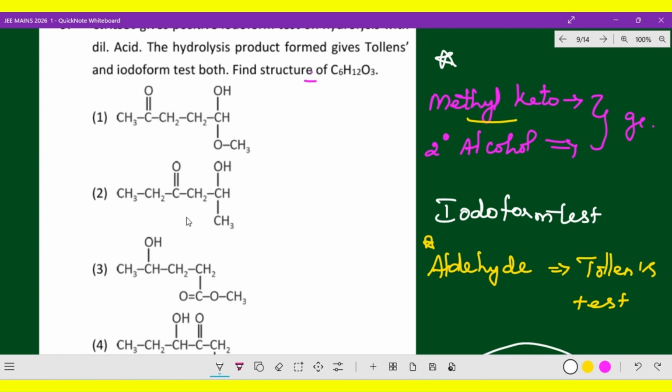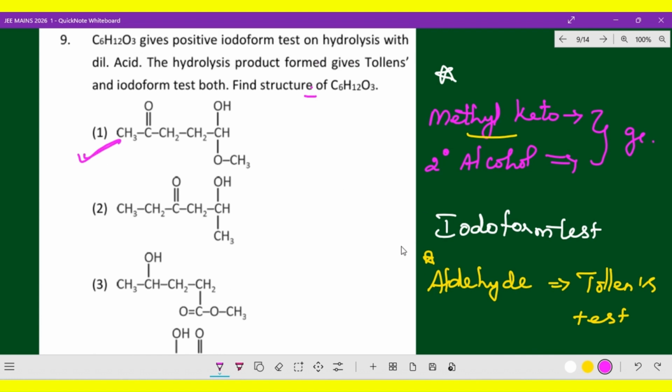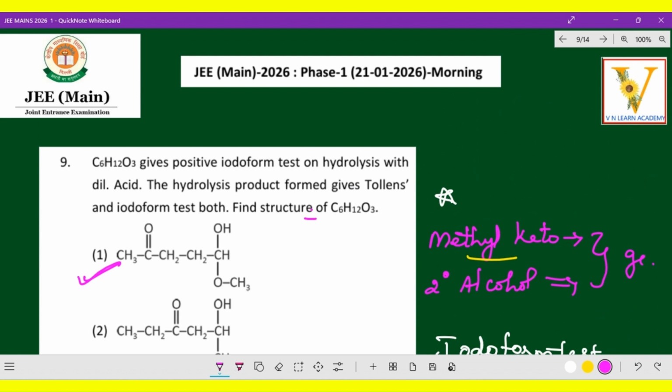Come on, which is the correct option? Okay, now which is the correct option? CH3, C double bond O, CH2, CH2, CHOH, OCH3, that is ethyl. Okay, now which is the correct option? Option 1 only is the correct option. I hope you got the clarity. Come on, let us go to the next question.